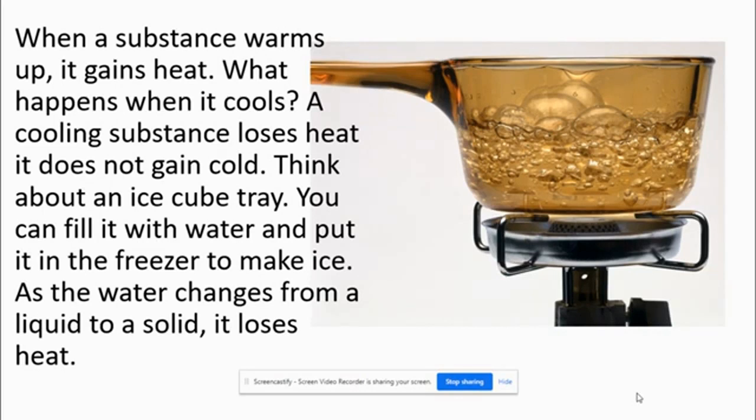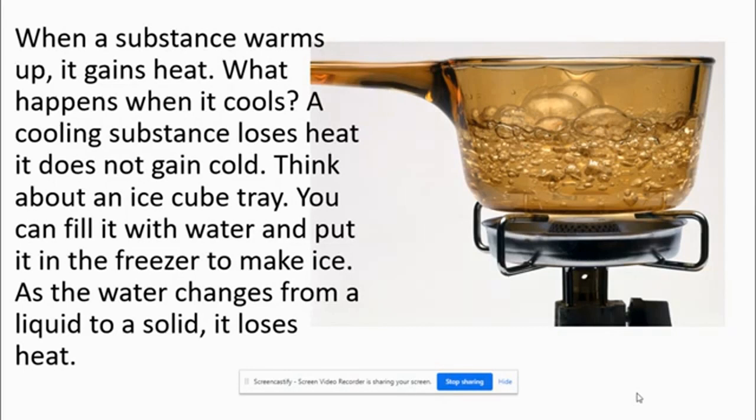It doesn't gain cold. It's just losing the heat. The heat is the energy that is being provided to the liquid. And once you remove that energy, it will go back to the temperature of the room.